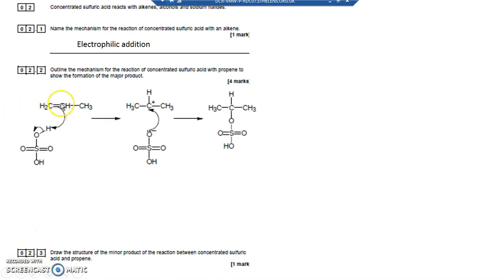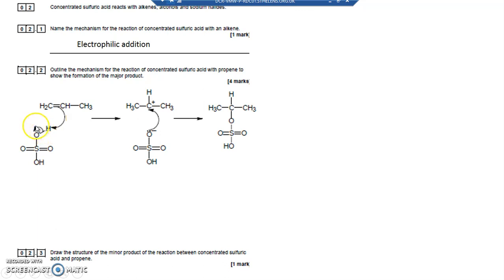So what actually happens here is the double bond attacks the H+. That's because that's a polar bond. Oxygen is more electronegative than hydrogen, so it gets a delta minus, and the H gets a delta plus. So the electrons in the double bond go to that H.